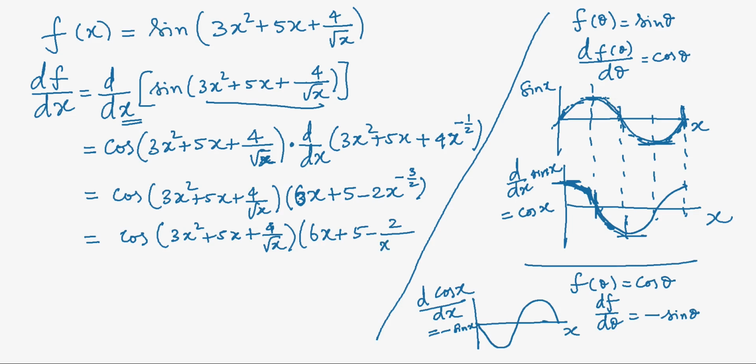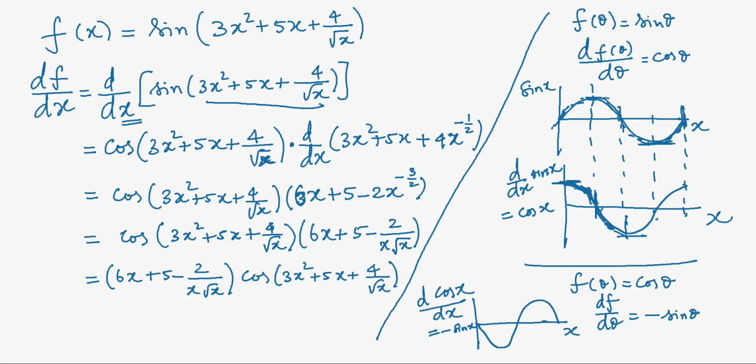So 1 x can be factorized out and the remaining will be root x. You're okay with that? Yes, uncle. Okay. So you see, we have done it. It is better to write the polynomial in the front. So 6x plus 5 minus 2 by x root x, whole thing multiplied by cosine of 3x squared plus 5x plus 4 by root x.